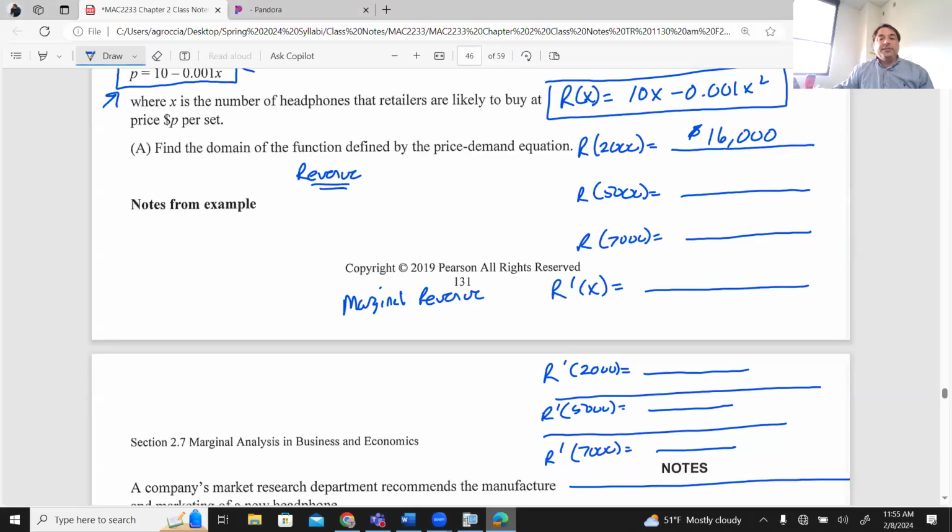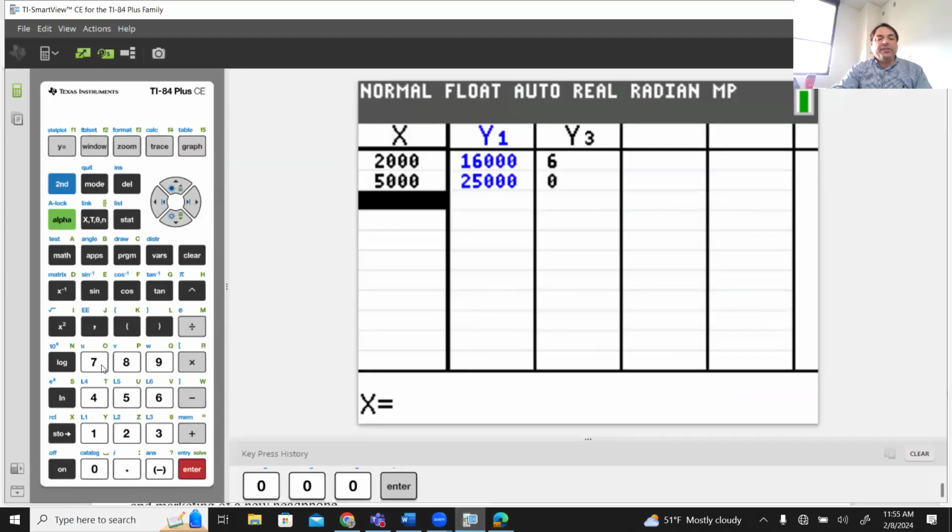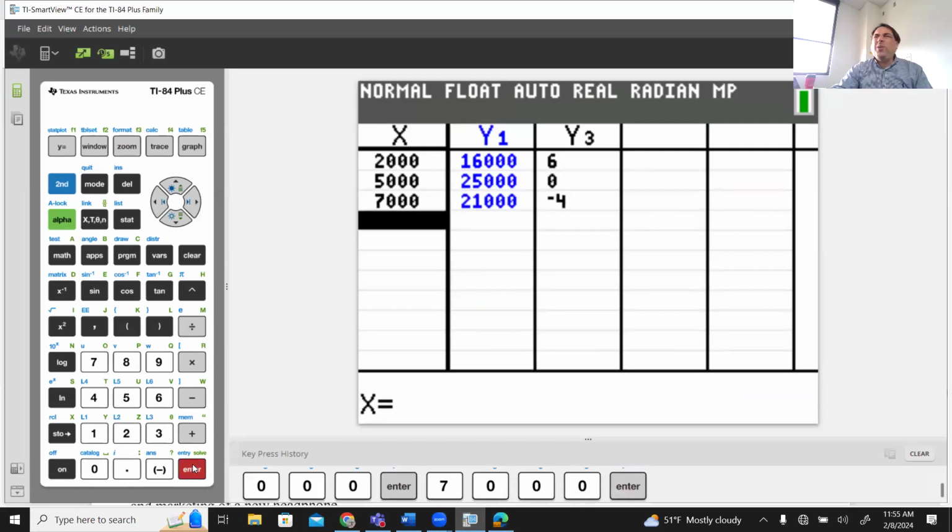25,000. Okay, this is good, right? The more you sell, the more money comes in. So you're like, this is great. Then you sell 7,000, and you get 21,000. Just looking at Y1.